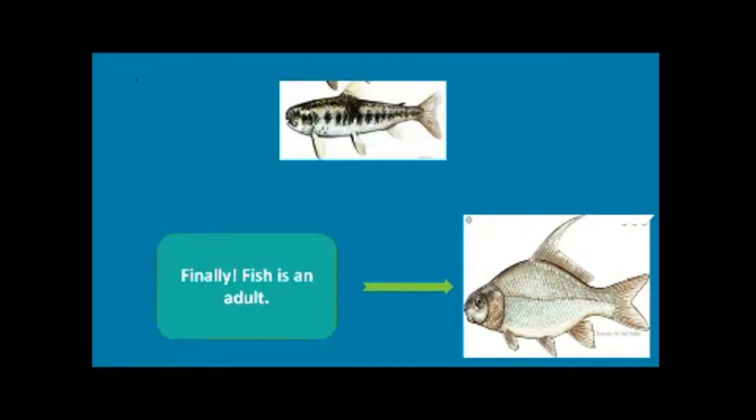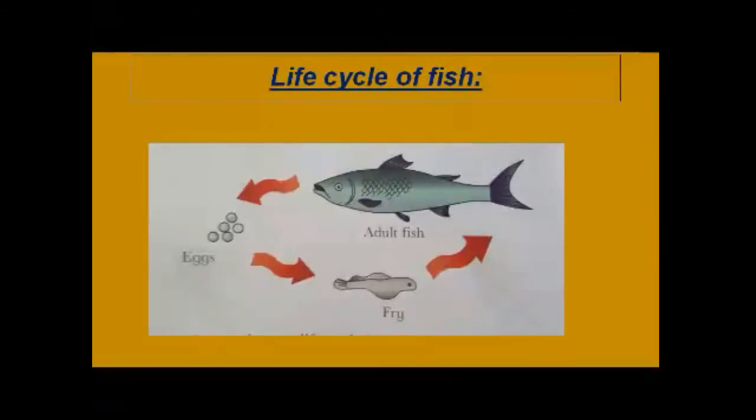That means this fish can reproduce. In easy words, or in other words, you can say this mama fish, this adult fish can also lay eggs. And in this way, the life cycle goes on and on.